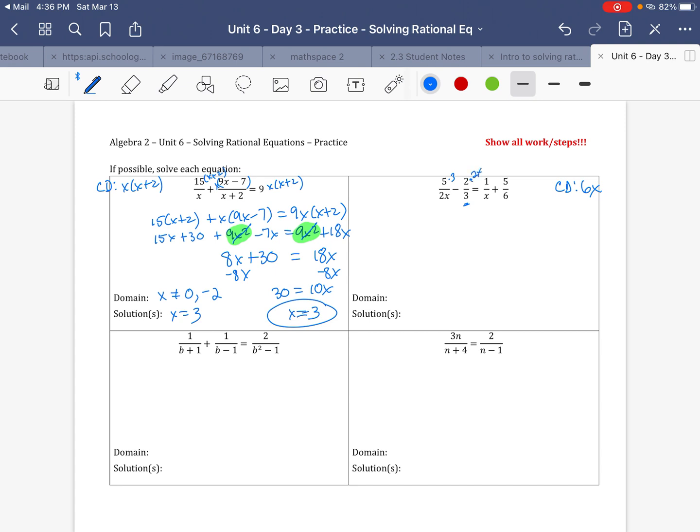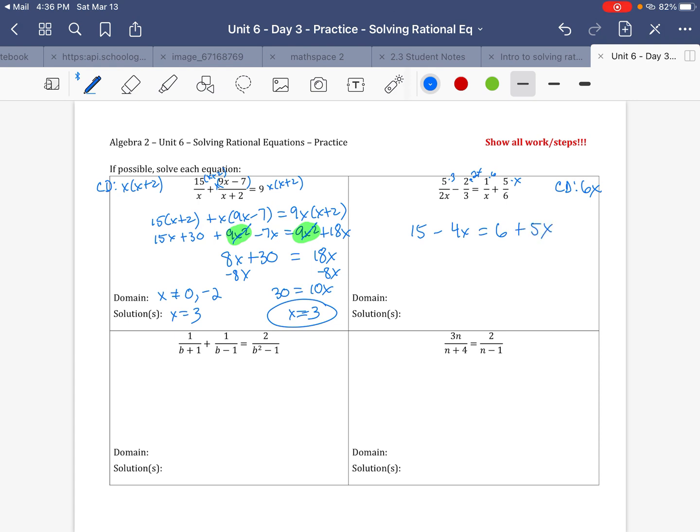So I'm going to multiply this guy by 2x. This x right here is going to have to multiply by 6. So multiply him by 6. This 6 right here is going to multiply by x. Multiply him by x. So now I'm just going to write down what I found. So 5 times 3, I get 15 plus, no, minus 2 times 2x is 4x equals 1 times 6 is 6 plus 5 times x is 5x.